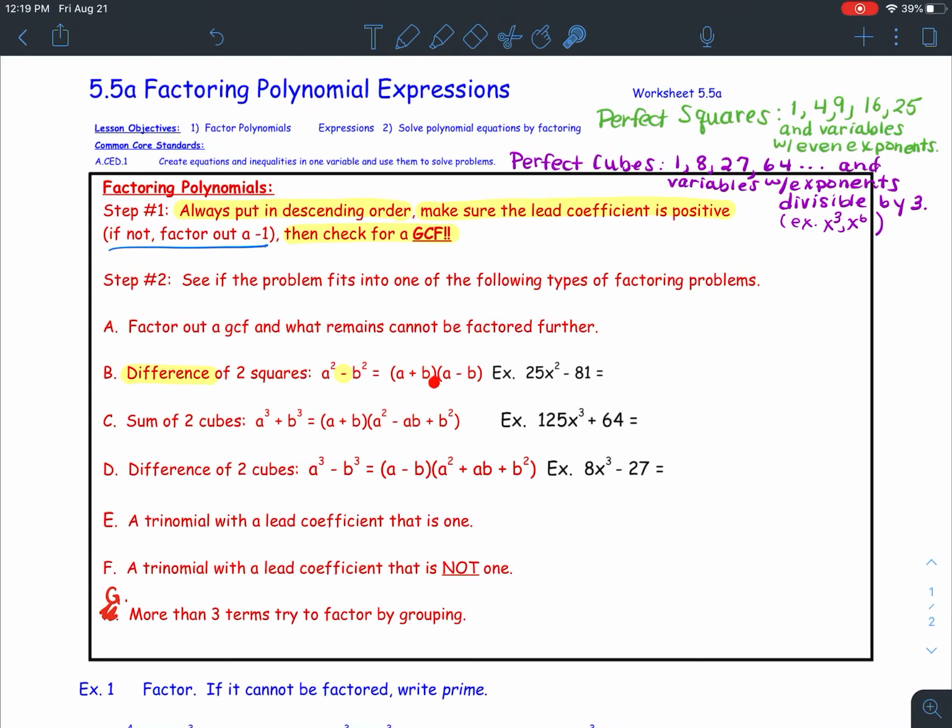Once you've identified that it is a difference of two squares, you're going to draw two empty sets of parentheses. You'll place an addition sign in the middle of one and a subtraction sign in the middle of the other. It doesn't matter which one. Then you will take the square root of the entire first term because everything should be a perfect square. So we're going to take the square root of 25, the square root of x squared, and we get 5x as our answer.